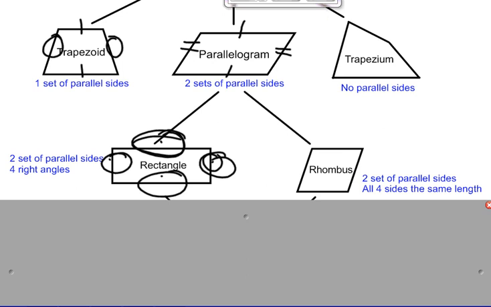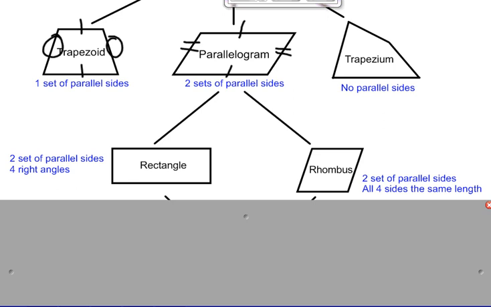But the key thing here is that it has four right angles, which can very easily be seen, especially if we get rid of all these drawings. We see the right angles right there. Our other type of parallelogram is our rhombus. Once again, two sets of parallel sides. See those two sets. But our specialty for this type of shape is all four sides have the same length.